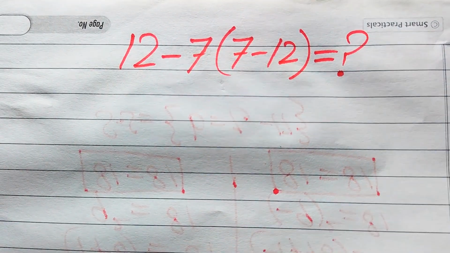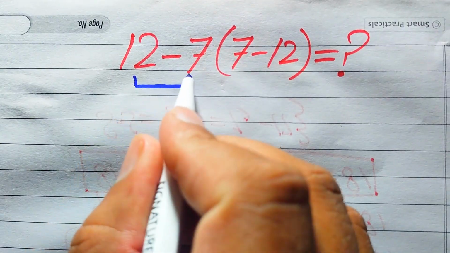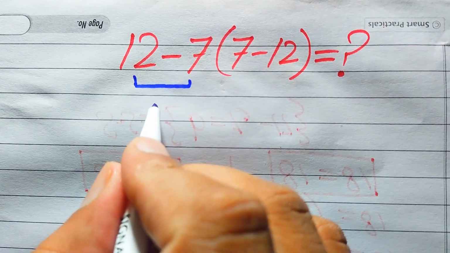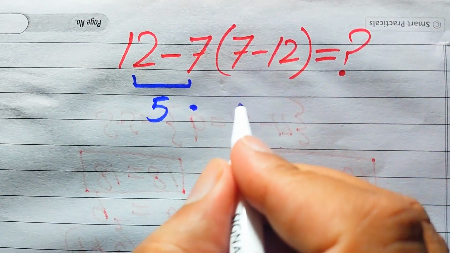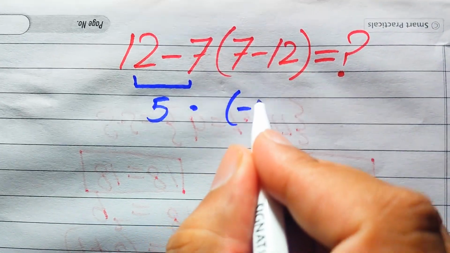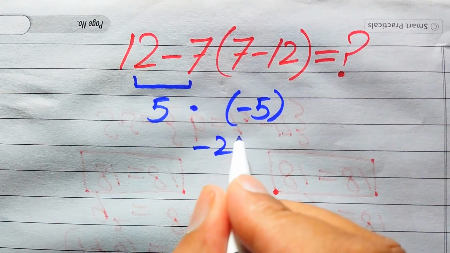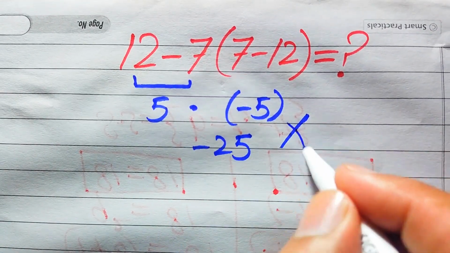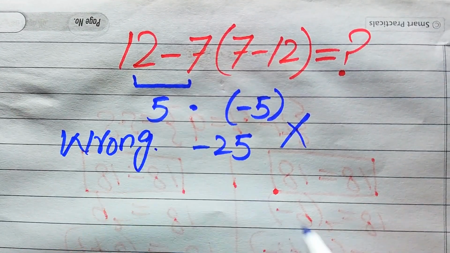Students can solve this problem in this way. They just subtract these two values: 12 minus 7 becomes 5 times, and 7 minus 12 becomes minus 5, and 5 times minus 5 becomes minus 25. So this is the wrong answer, or this is the wrong method to solve this problem.